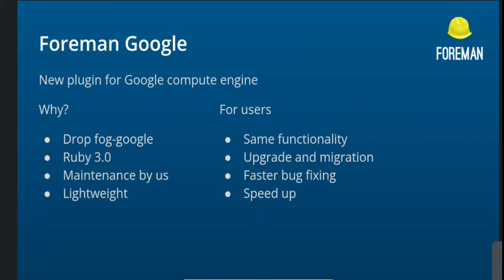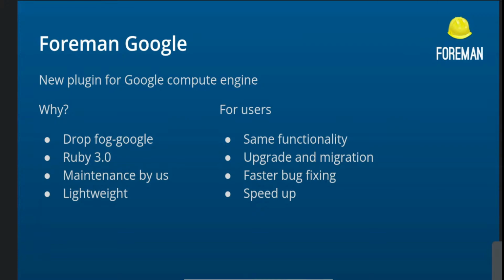As you may know, there is already support for Google Compute Resource in the core, but we decided to move it to the plugin. There were several reasons. Mainly, we want to drop the dependency specifically on ForemanGoogle. The reason is that we are not the maintainers, so it's quite difficult to get bug fixes there.